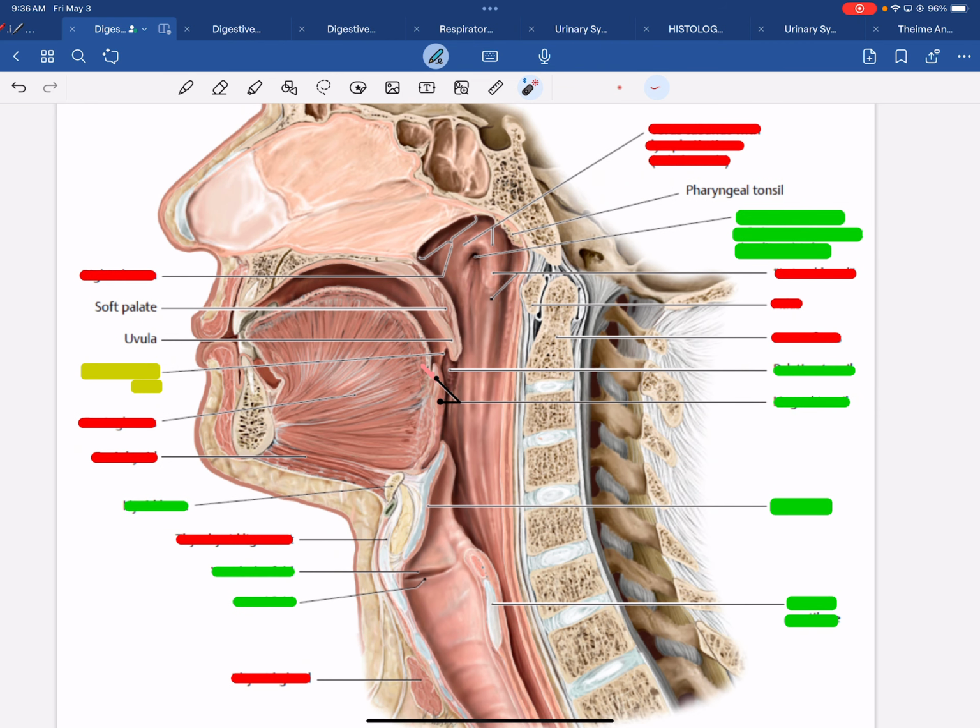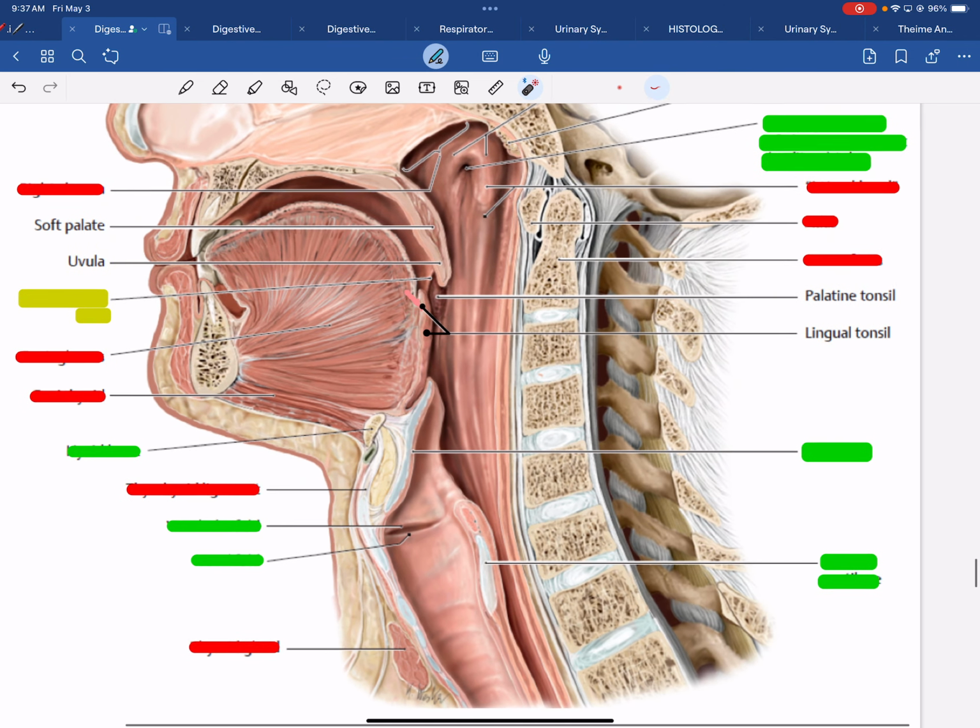Yeah, the functions of all the tonsils is the same, to surveil the, well, I guess technically this one is not surveilling food, it's only surveilling air. These ones down here are surveilling food and air. All right. What is this one? Palatine. Good, palatine. Here. Good, lingual.